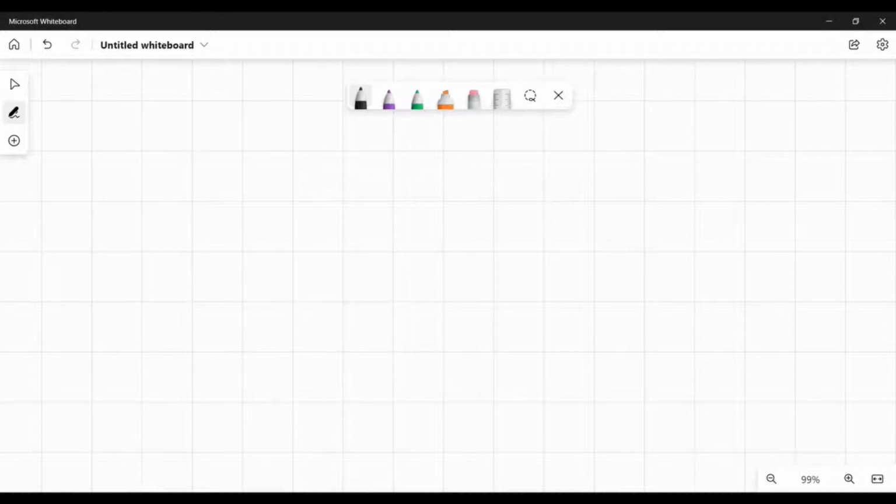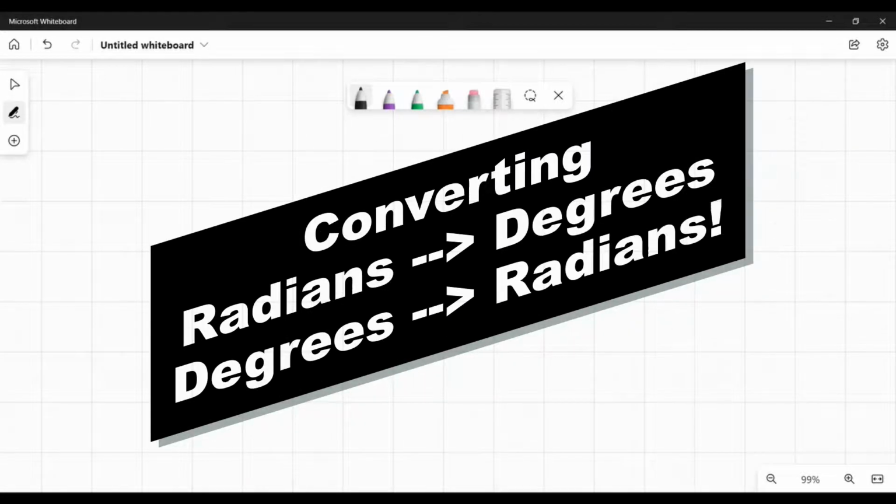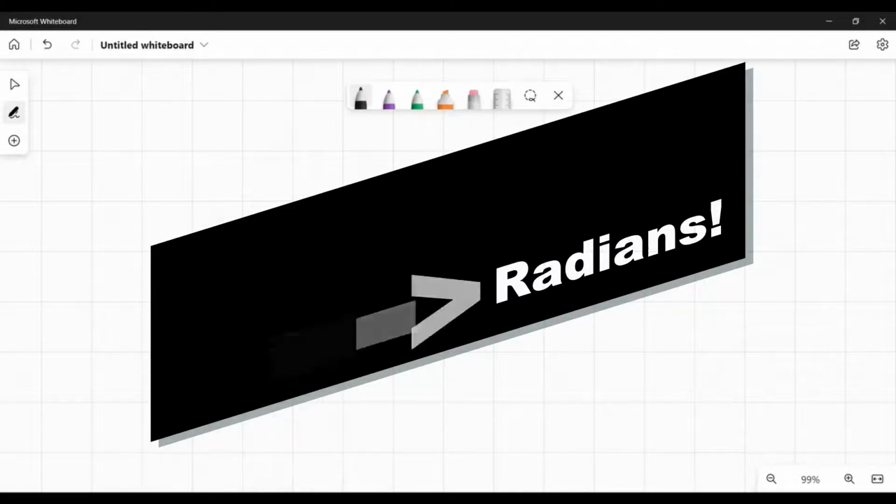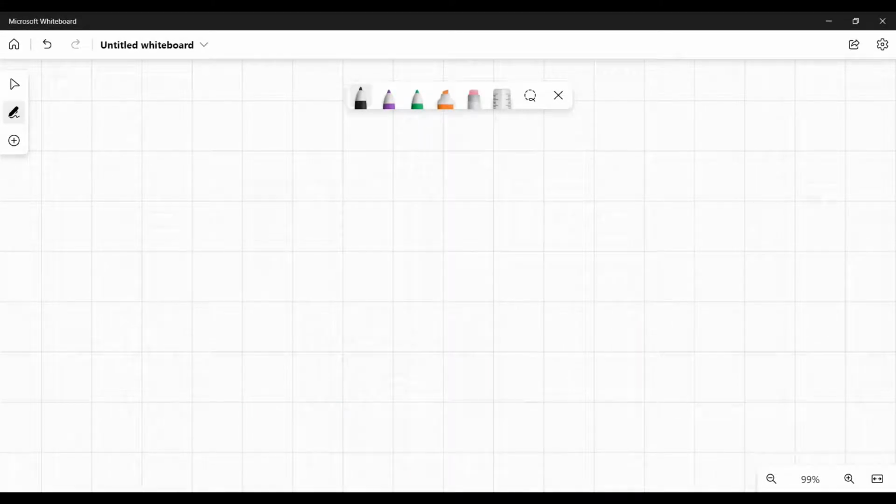So today I'm talking about converting radians into degrees and degrees back into radians. Now I'm not going to bury the lead on this. If you just need the formula to do this conversion, here it is.